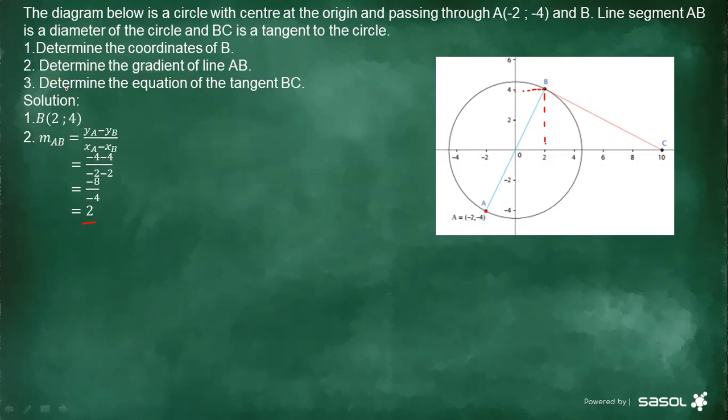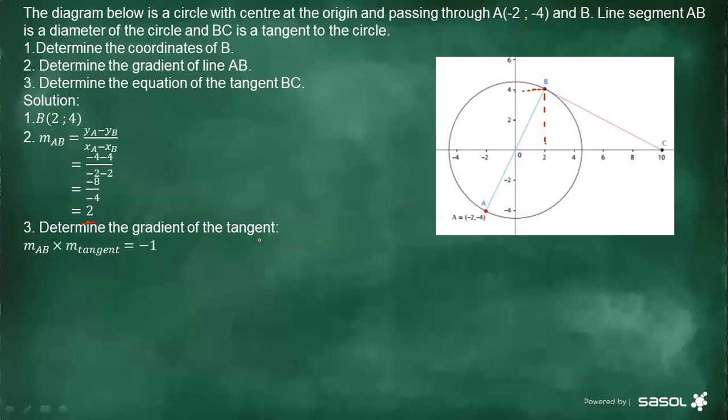The third question: determine the equation of the tangent BC. We first have to determine the gradient of the tangent, because for us to be able to calculate the equation of that particular tangent, since it's a straight line, we need two things, which are the gradient and a point. We already have point B, but the only thing left is the gradient. Now, how do we determine the gradient?